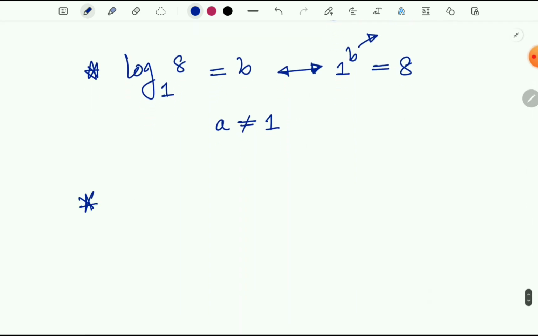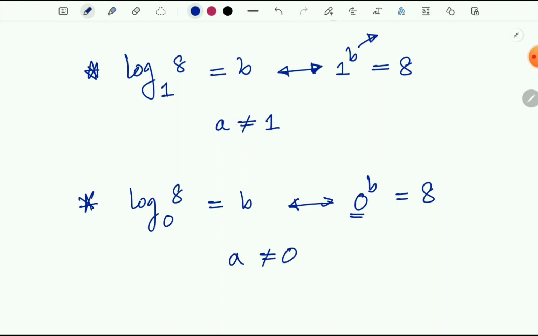Can the base be 0? Let's take a look. Log base 0 of argument 8 equals b. We can write this way: 0 power b equals 8. But 0 power something is always 0. Once again, a cannot be 0.